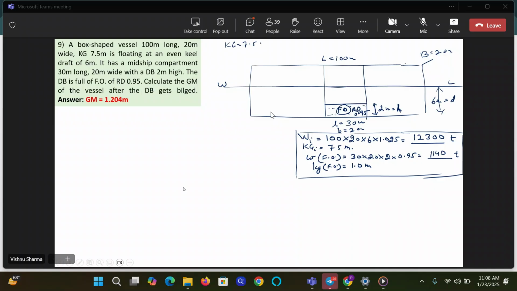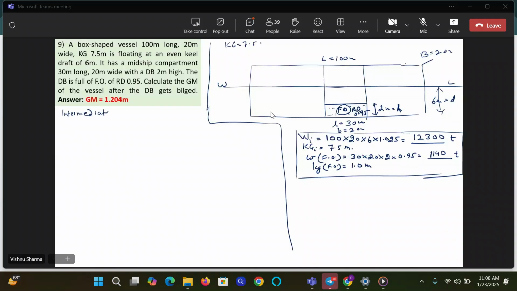Guys, in such questions, I said this oil will be eventually lost. So let's imagine the vessel is intact and I intentionally discharge this oil. This is an assumption. The vessel is still intact and I knock out this oil. And this imaginary condition we'll call as intermediate condition.